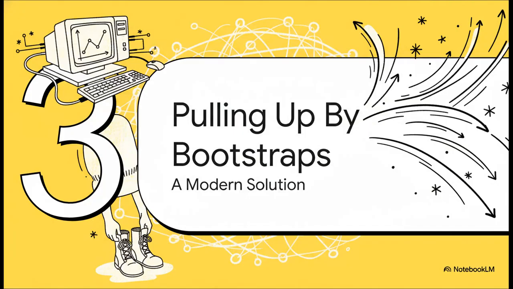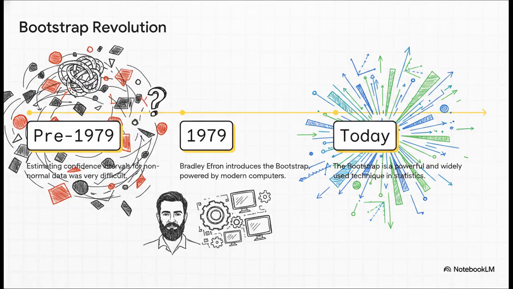And this is where our hero finally enters the story, the bootstrap method. Back in 1979, this totally revolutionary idea came along that used the power of modern computers to just shatter all those old statistical chains. Seriously, before 1979, dealing with messy, non-normal data was a statistician's nightmare. Then this guy, Bradley Efron, introduces the bootstrap. It was a brilliant idea, but it required a ton of calculations, something that was only really possible with the rise of computers. And it changed the entire game.